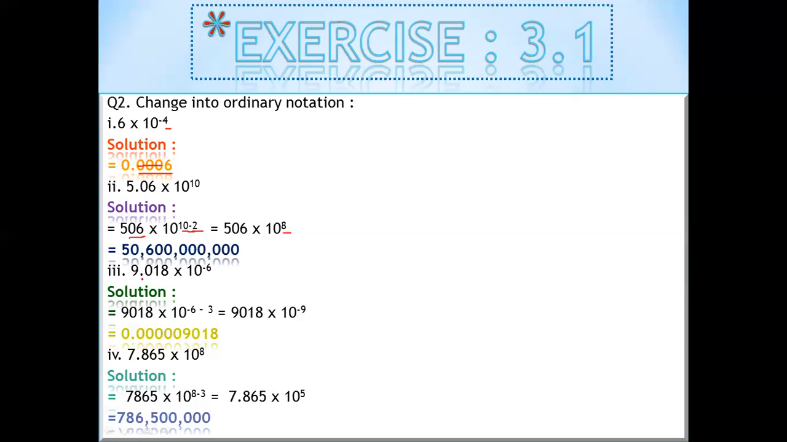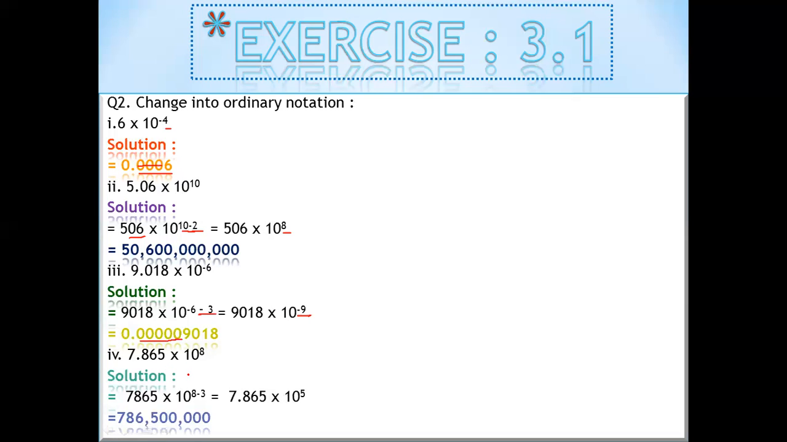The next is 9.018. Same, you remove the decimal. After the decimal, there are three numbers. Minus 6, minus 3, this becomes minus 9. Because the power of 10 is negative, it means that our number will start with a decimal. We already have 4 digits. It means to complete our number, we need 5 zeros. We put 5 zeros and then 9018.